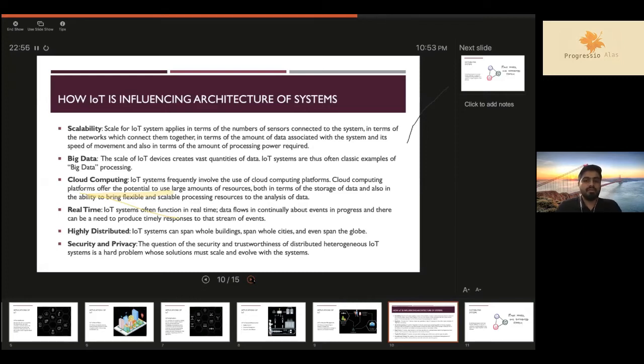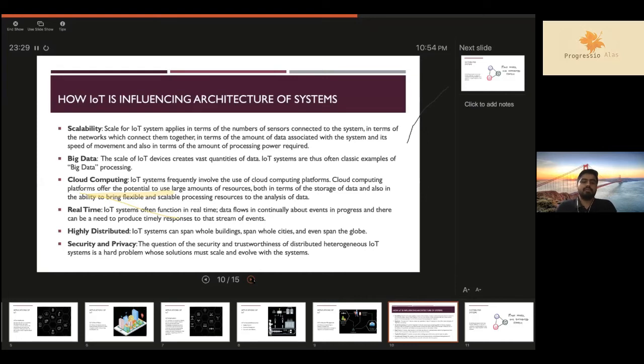Now, another aspect is big data. Since the scale of IoT devices is so vast, it is generating terabytes of data every day, and not even terabytes, I would say petabytes of data every day if I include all the devices across the globe. So IoT systems are thus classical examples of big data processing.